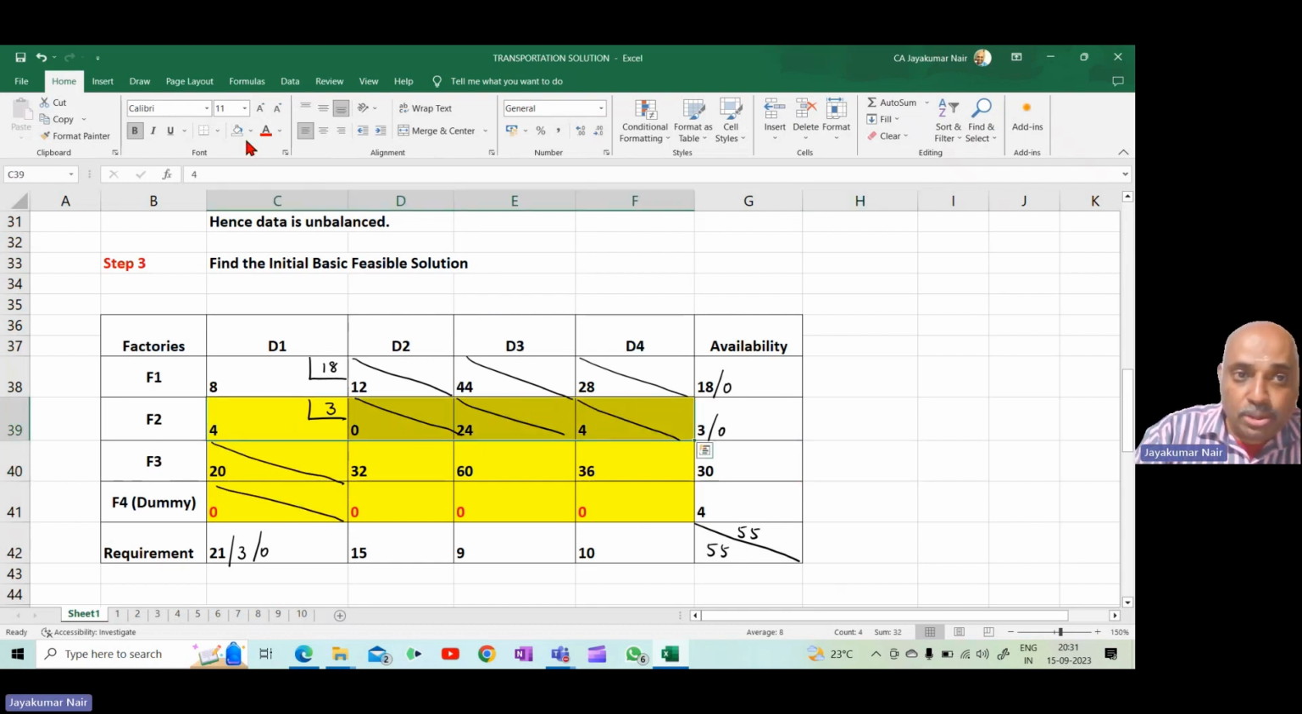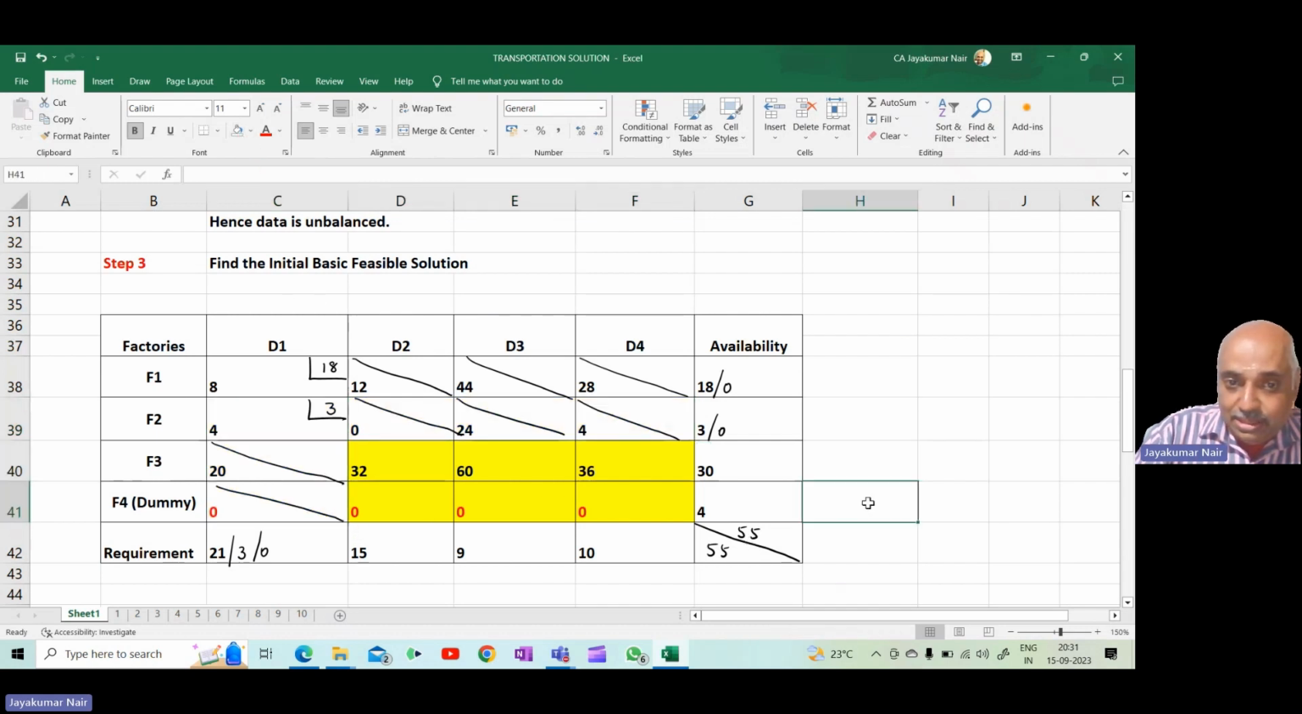Therefore, now the cost matrix you have is this. In this, again, you take the topmost corner cell. You check the requirement and the availability. The requirement is 15, availability is 30. You give the lower of the two. So your availability gets reduced to 15, and the requirement will become 0. So cancel out this particular column.